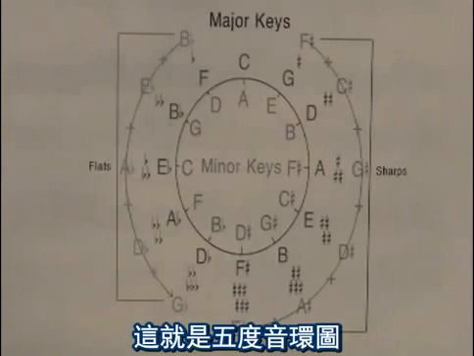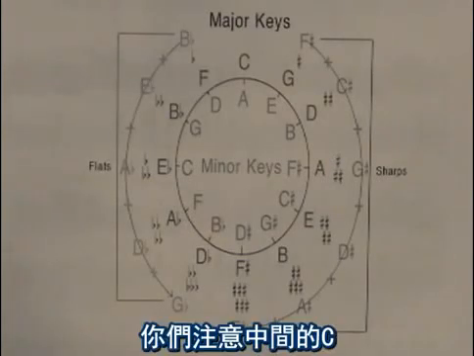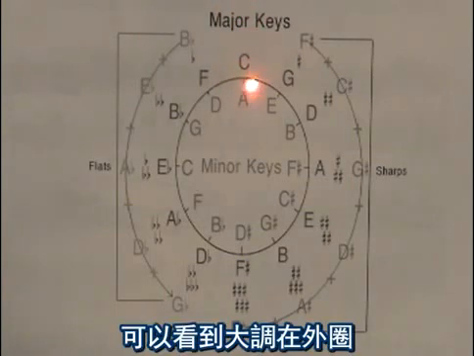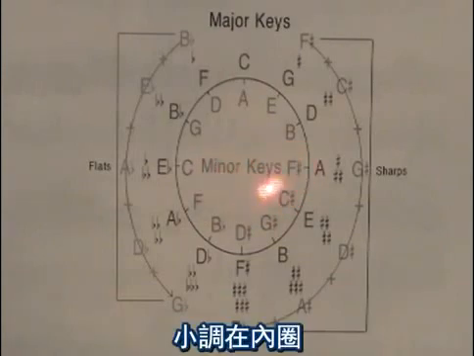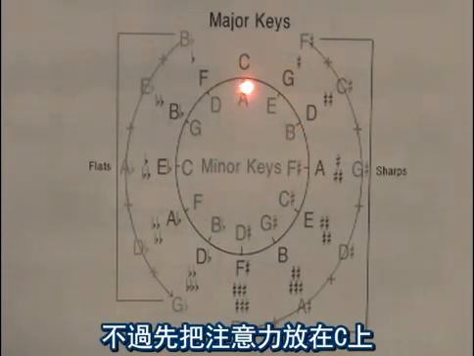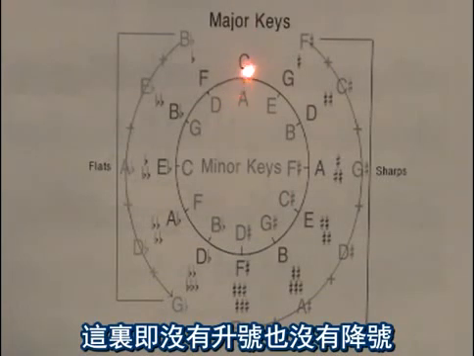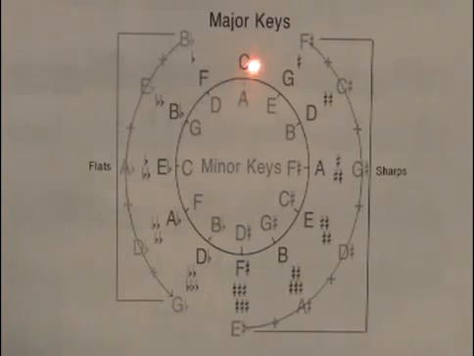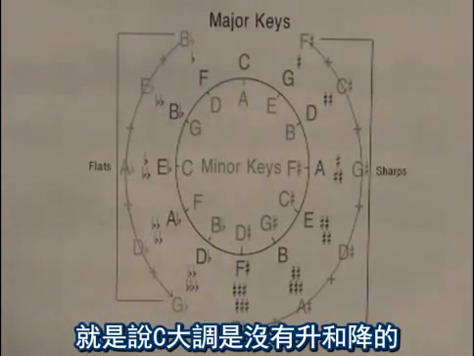This is a diagram about the circle of fifth. Now I'd like you to put your focus on the C here, okay? And you notice how there's major keys and then minor keys inside the diagram. But from now on, we're going to focus on the C. On this diagram, the C means there's no sharps, no flat. It also means when you're in the key of C, there's no sharps and no flat.